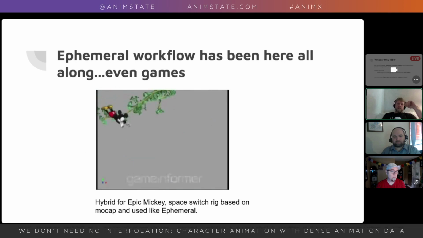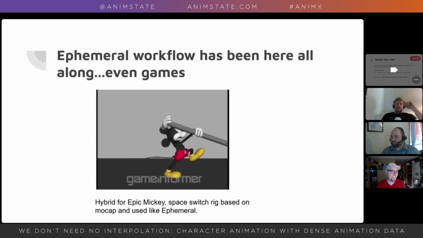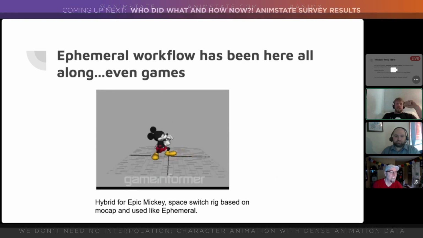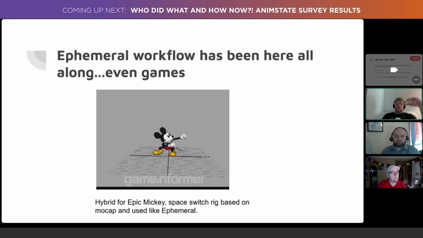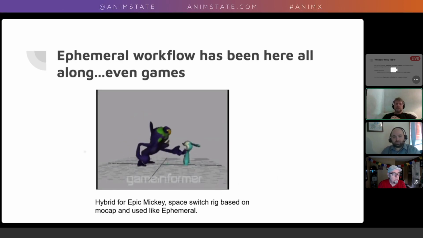I rigged the Epic Mickey character for Epic Games for the Disney game Epic Mickey, and the tools from MotionBuilder and the space switching workflow is what I built into this rig. And so while it was typically animated spline based and everything, when the final animation was supposed to match 2D cartoon animation, you can't rely on traditional workflows.